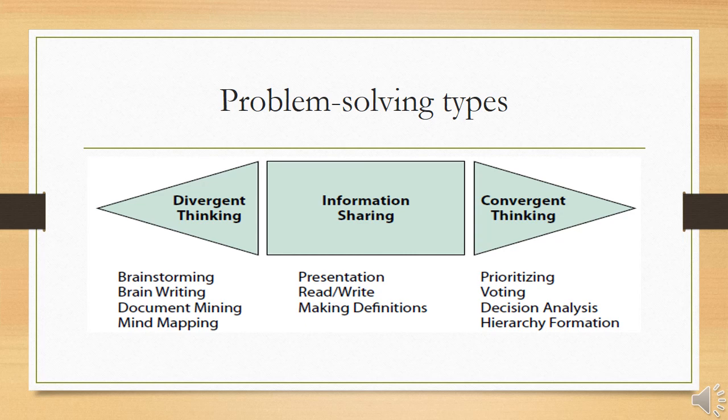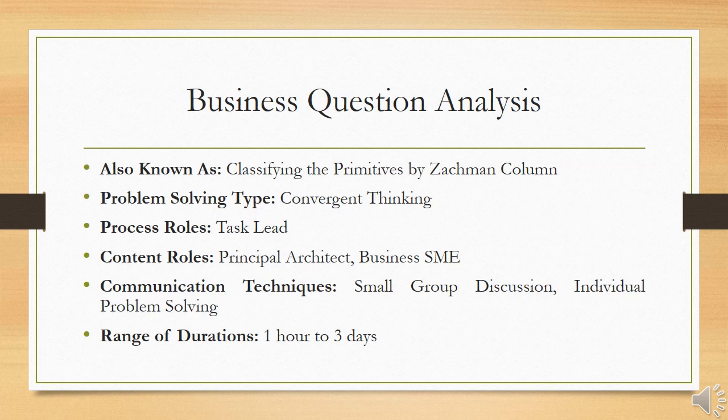Problem solving types. Please look at the figure. In the following catalog of the architectural problem-solving patterns, there are primary modes of thinking, that is, divergent thinking, convergent thinking, and information sharing. These correspond to generating ideas, selecting ideas, and defining ideas. Now we shall discuss in detail the architectural problem-solving patterns.